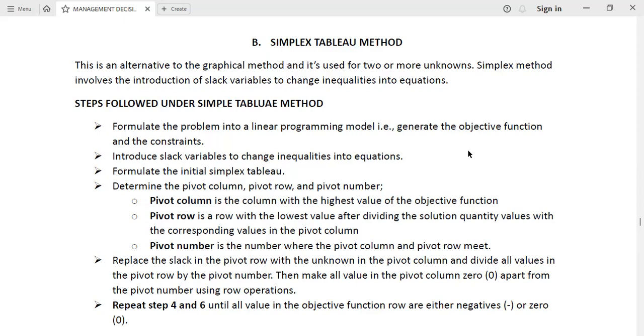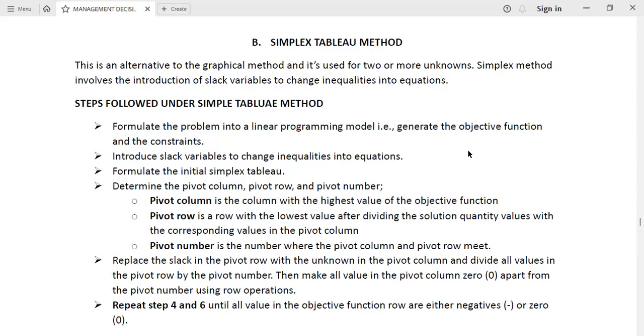So, the Simplex Tableau Method is an alternative to the graphical method, and it's used for two or more unknowns. The simplex method involves the introduction of slack variables to change inequalities into equations.